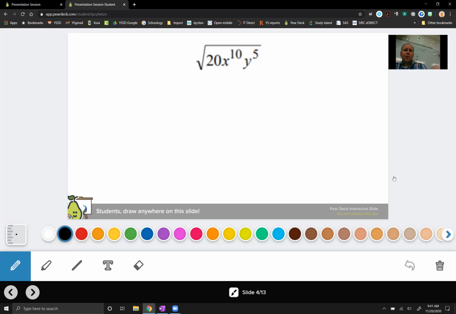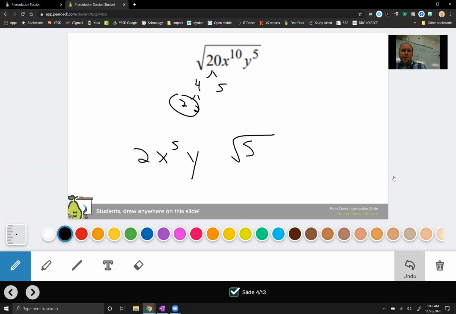All right, next one we have going on is 20. So instead of using 2 and 10, I want to try and think about using perfect squares if I have a factor. So 2, leave some space, square root 5. X to the 10th, well, that's 5 of those. And y to the 5th, I can get 2 of those with 1 left over. All right, so who needs an absolute value? The only thing with an odd power, so that would be x to the 5th.